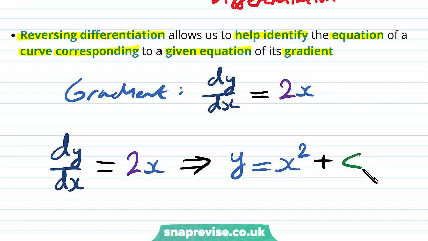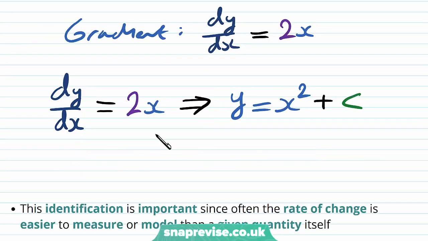For any value of c, where c is a constant, if we differentiate this expression x squared plus c, we will get 2x. Remember that a constant differentiates to 0. This is the process of reversing differentiation, and we'd like to be able to do this in general.